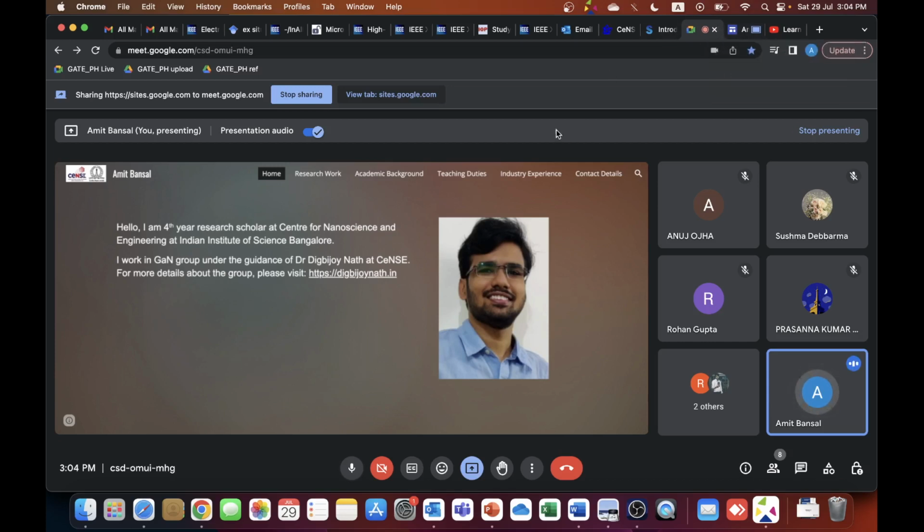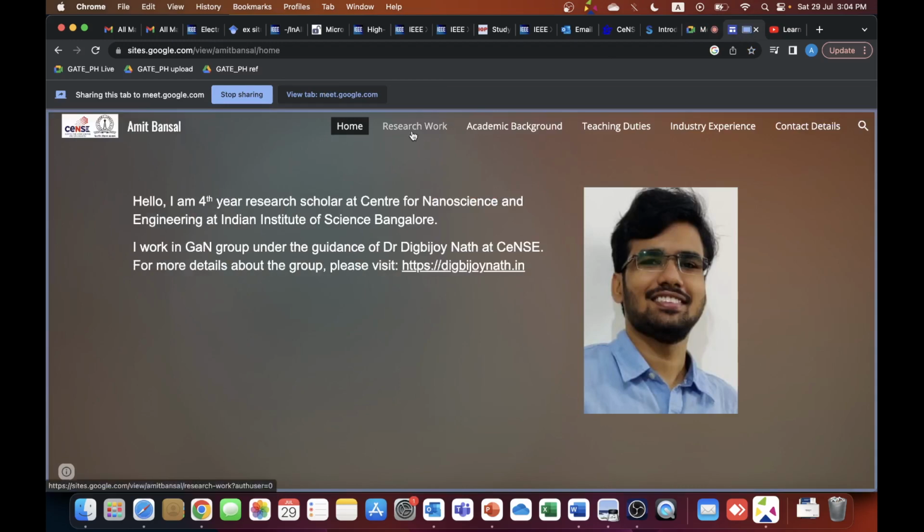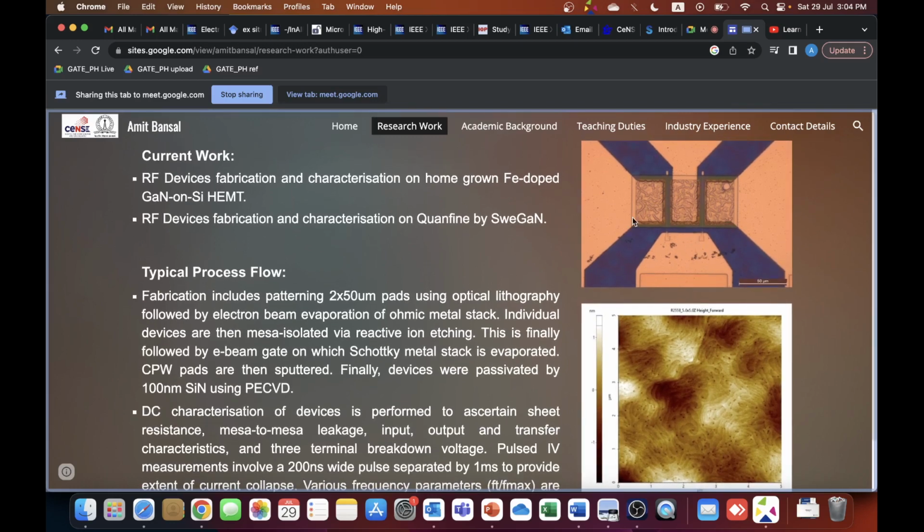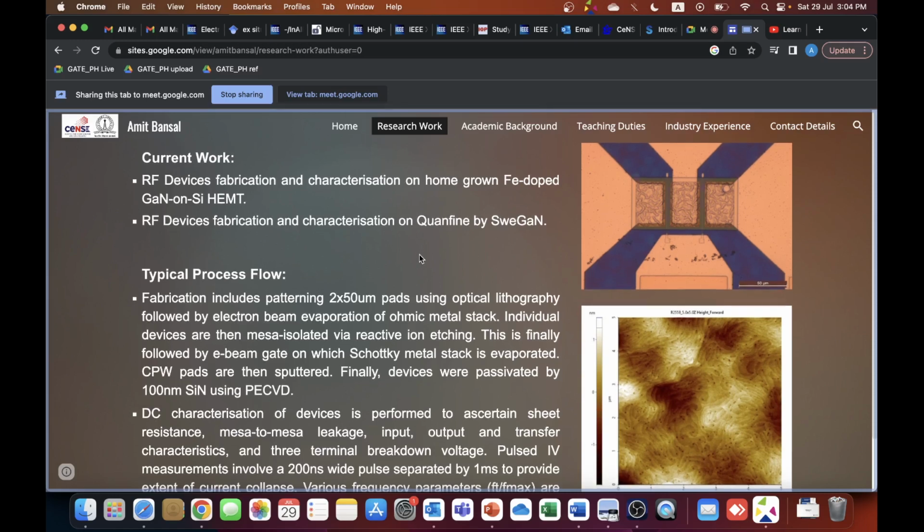Here you can visit my advisor's webpage. As I told you, my research work is on gallium nitride. You can see some of the images of the work I have done, and some devices that I have made myself. There is a clean room in my department at the Indian Institute of Science. Basically my work is on radio frequency devices. If time permits, we'll touch upon some applications of semiconductors in this course.